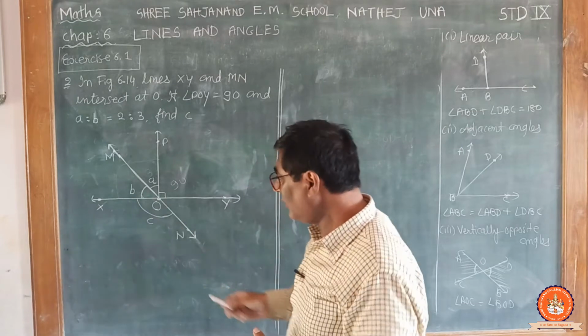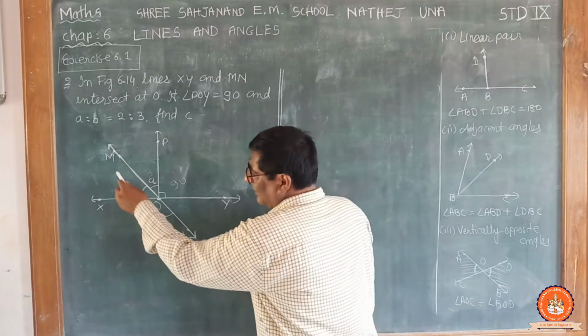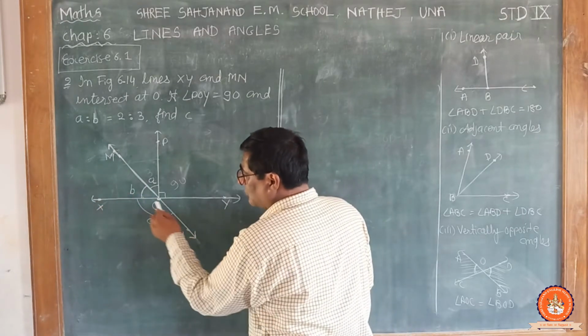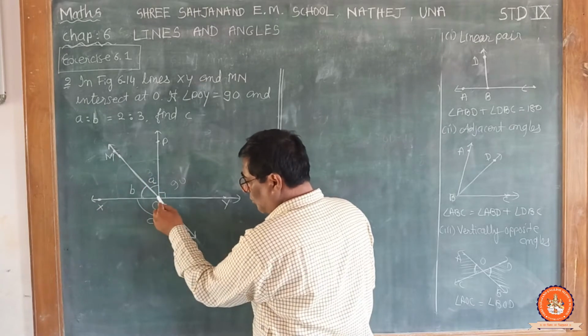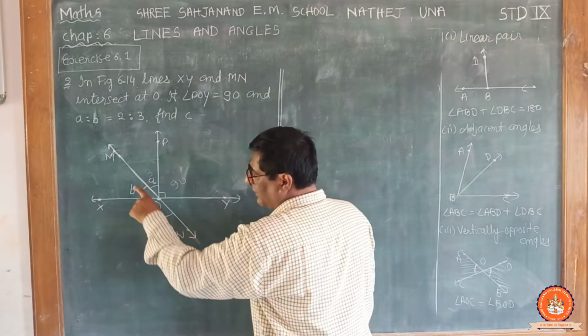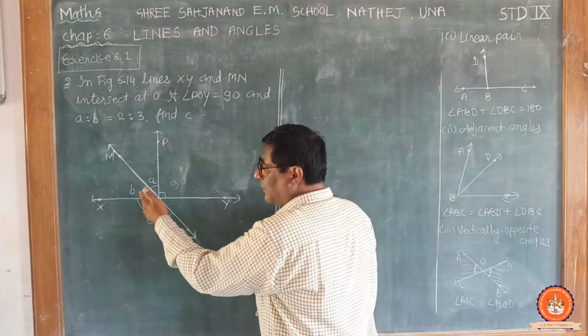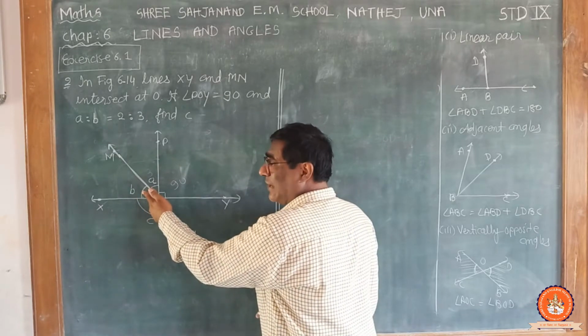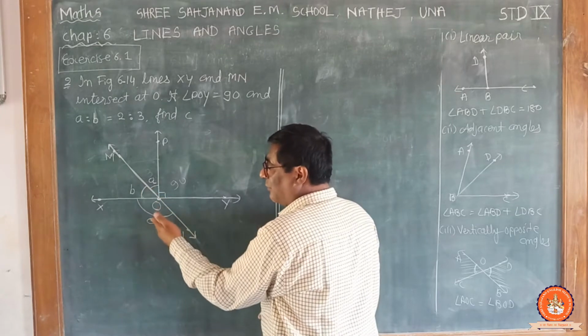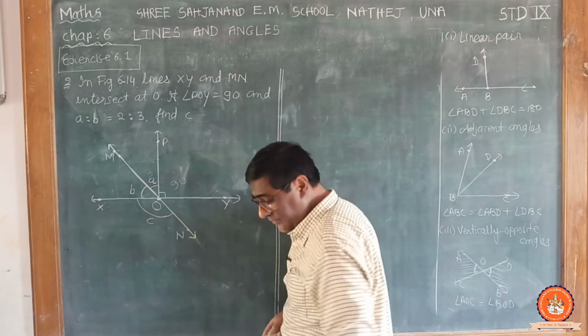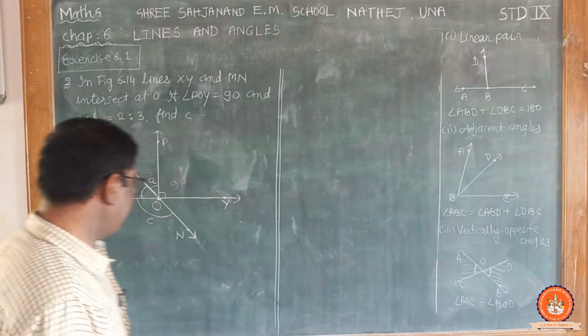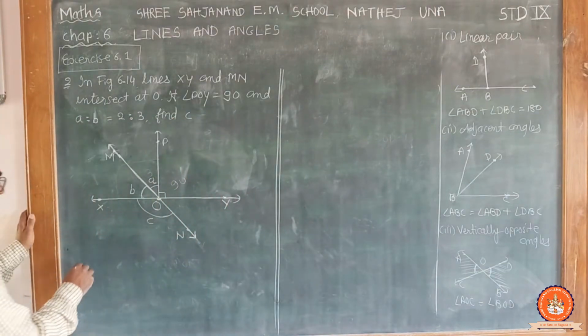Okay. Now my friend, you can see that XOM and XON, these two form a linear pair. So B plus C is equal to 180. If we know the value of B, we can find the value of C. Okay my friends. Now let us go for it.